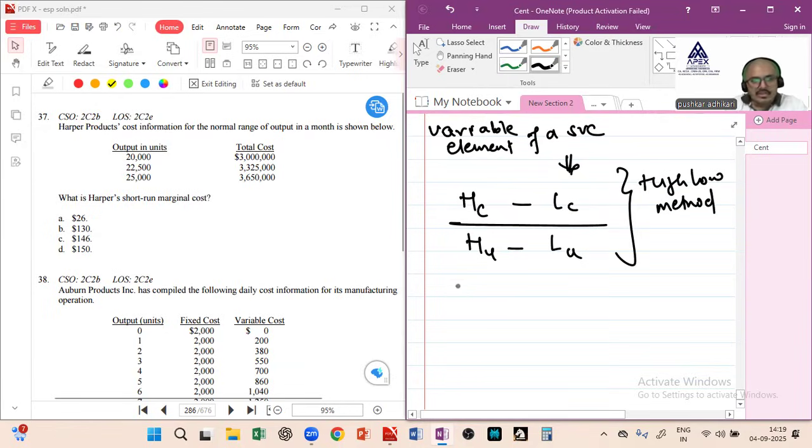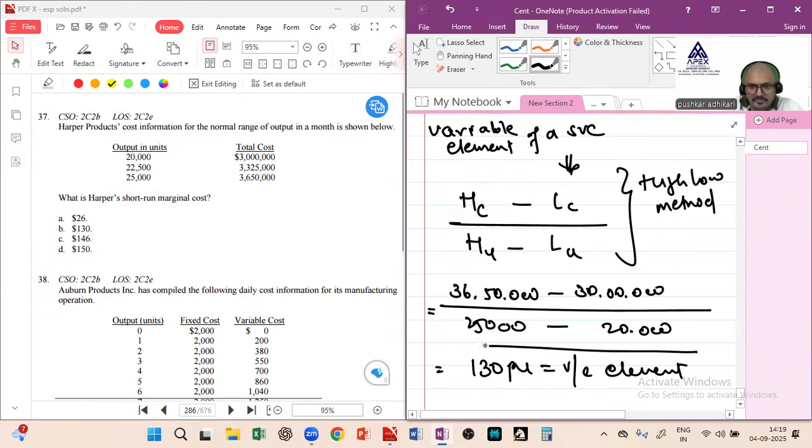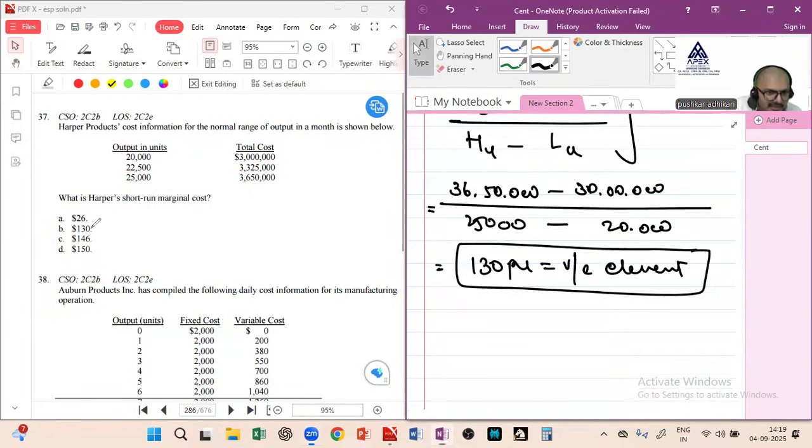What is the highest cost, sir? It is 36 lakhs and 50,000. What is the lowest cost, sir? It is 30 lakhs. What are the highest units, sir? They are 25,000. And what are the lowest units? They are 20,000. So what do we get? Sir, it's 6 lakh 50,000 divided by 5,000. So we get 130 per unit, which is the variable cost element, and that's your answer right here.